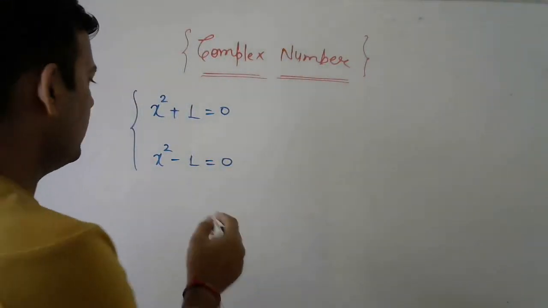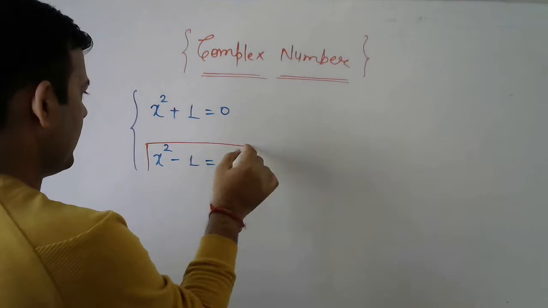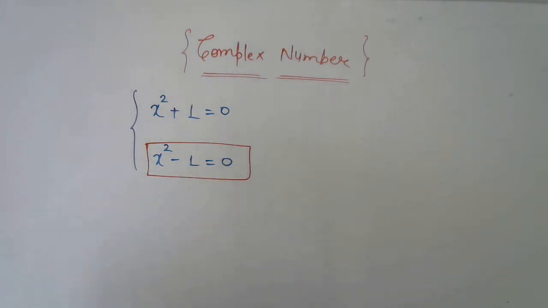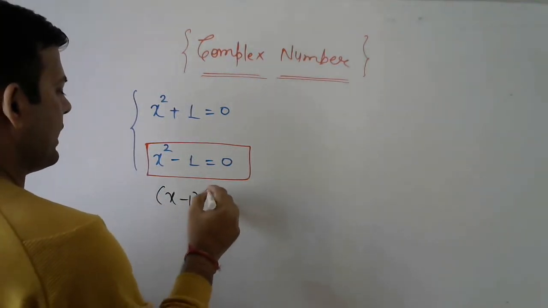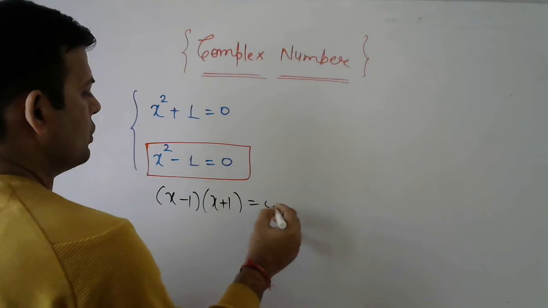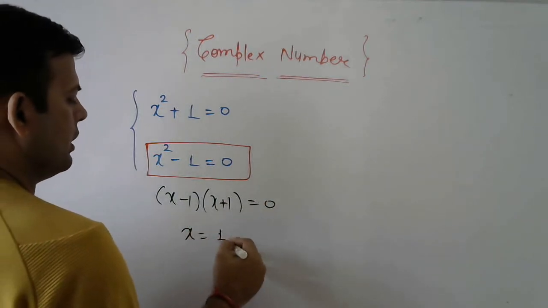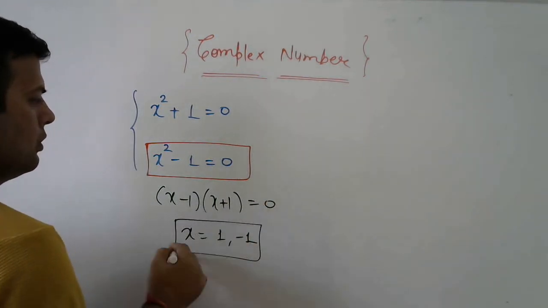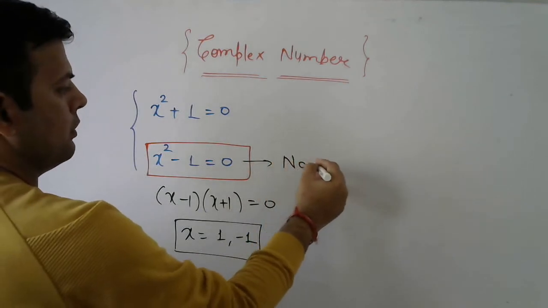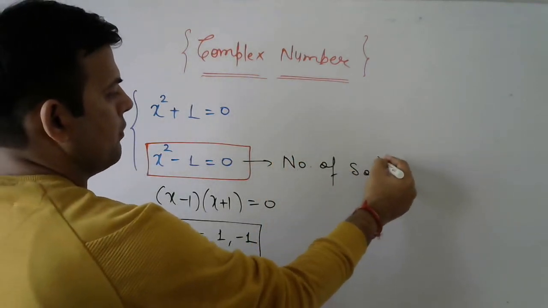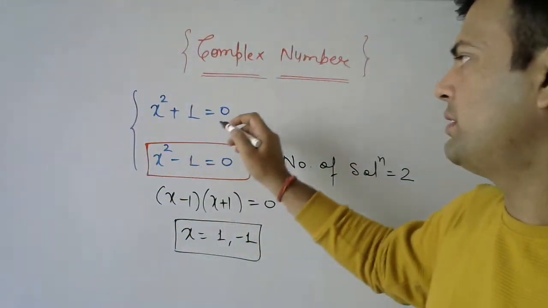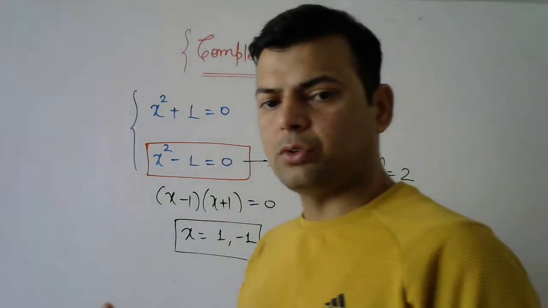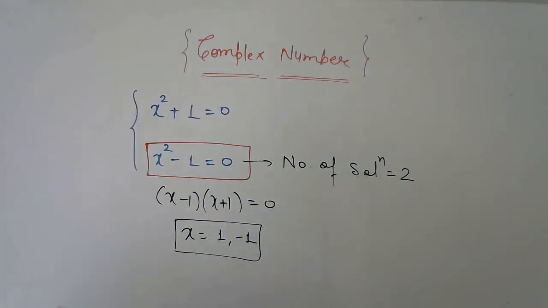First of all, I will take this example: x square minus 1 is equal to 0. If I factorize it, I get (x minus 1)(x plus 1) is equal to 0. So the solutions will be 1 and minus 1. So if I ask the number of solutions, it will be 2.